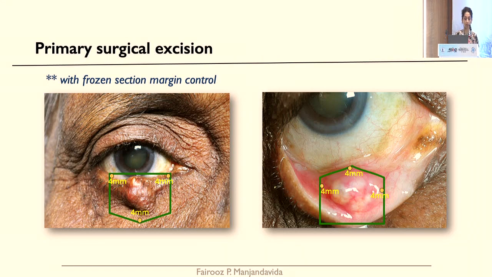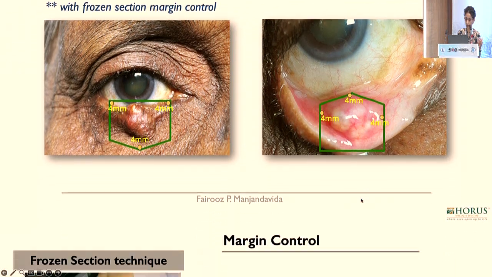Now, as far as the primary surgical excision, this is what I do in my practice, and I'm sure all the oculoplastic surgeons, eyelid surgeons, and ocular oncologists do the same. We go for margin clearance. Clinically, we assess the margin intraoperatively, 4 millimeters on either side, lateral, medial, inferior, and also the posterior lamella, as you can see here, is excised.